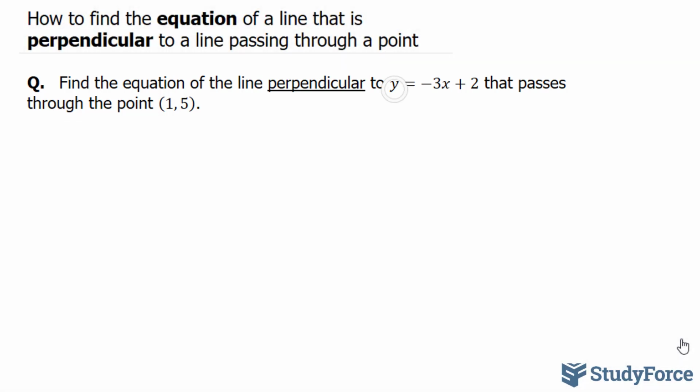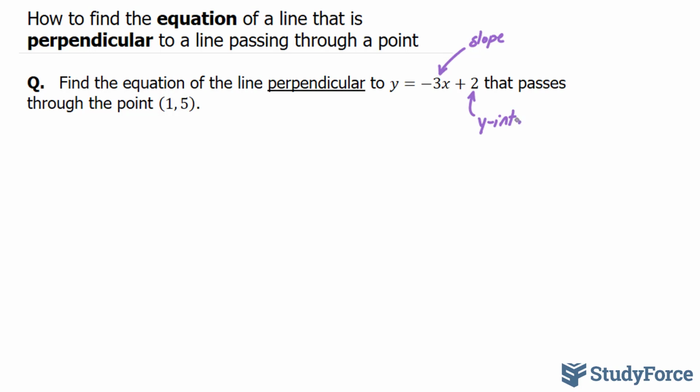So we have a line and it's defined by y is equal to negative 3x plus 2, and we're looking for another line that is perpendicular to it, meaning that this new line is at a right angle to this one. To do this, we first need to locate the slope of the original line. The slope of the original line is negative 3. So that right there represents the slope, and this 2 represents the y-intercept, but it's not important for this question.